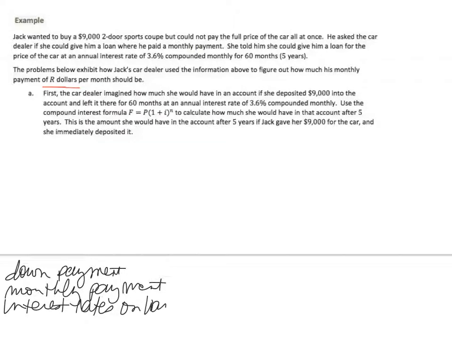These are all things that you need to consider when buying a car. The number of years of the loan. We're talking about 5 years, which is 60 months right now. I think we understand this.